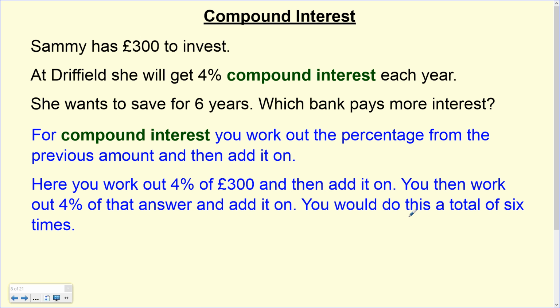Then you get that answer. You get 4% of that and add it on. And you do that a total of 6 times for each of the 6 years. So that's 6 times in total, 1 time for each of those 6.